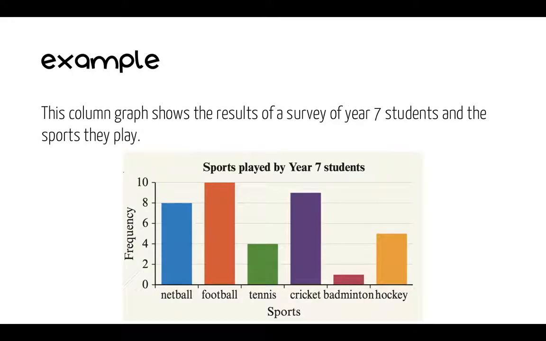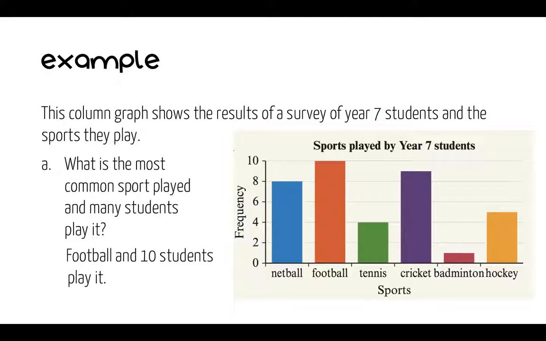So let's do an example. This column graph shows the results of a survey of Year 7 students and the sports they play. So let's have a look. Question A. Oh, I've got the answer there. But oh well, that's all right. What is the most common sport played and how many students played it? So the most common sport we can see is football, and 10 students play it.